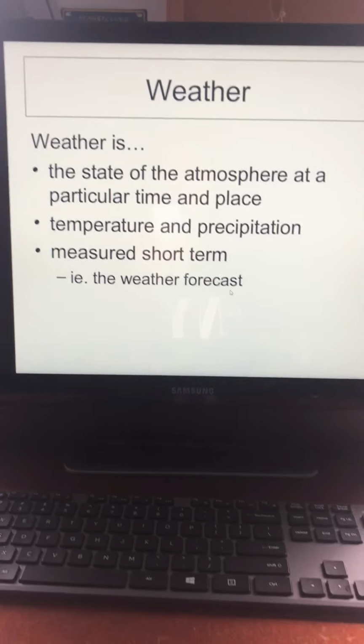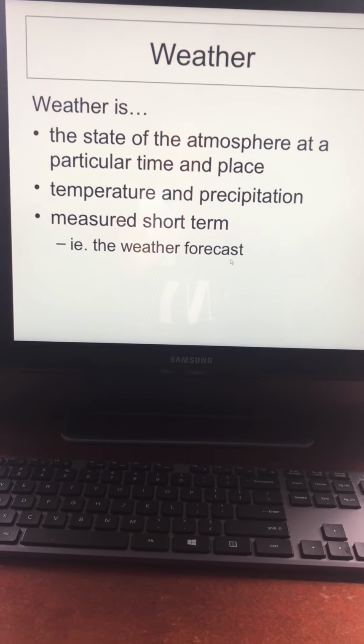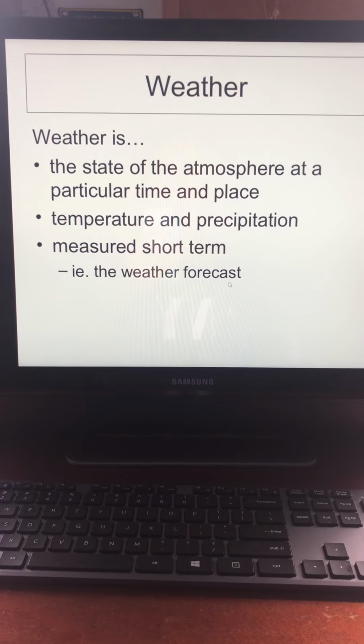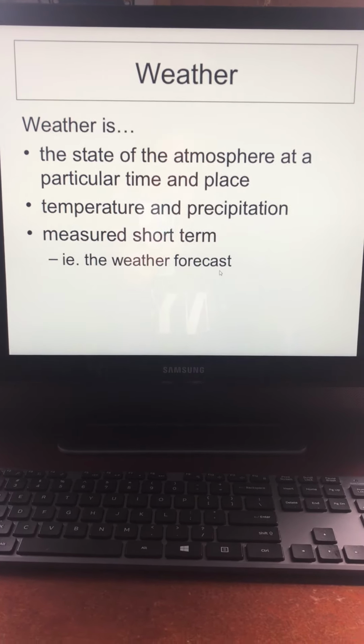And we really just want to talk about what weather is versus climate, because a lot of students get confused between the two. So weather basically is the state of the atmosphere at a particular time and place. It basically measures the temperature and the precipitation of that area at that particular time, and it's measured in what we call short term. A good example of that is the weather forecast.